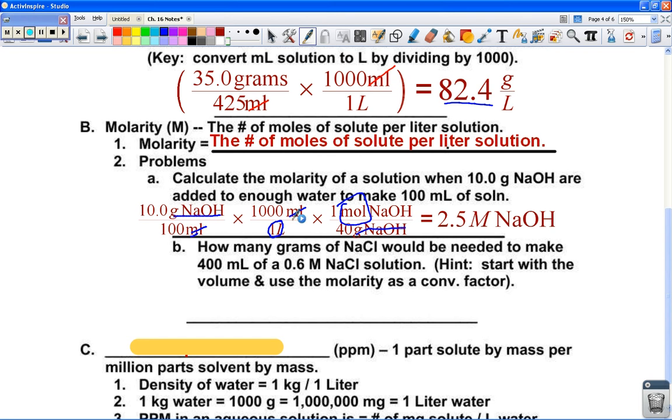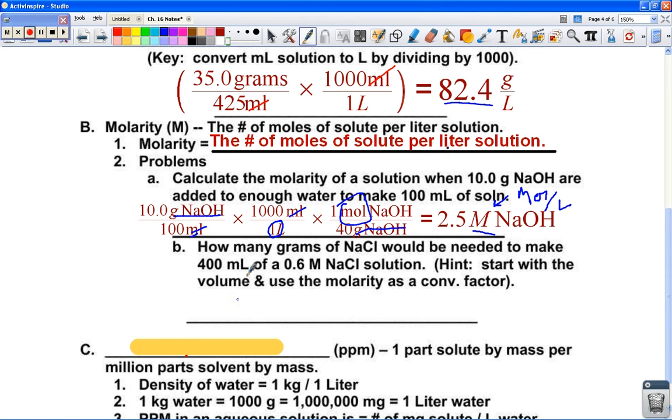And that moles per liter is what this big M is. Big M means molarity. That means moles per liter, right there, and that is moles of sodium hydroxide per liter of solution. That's how that works.